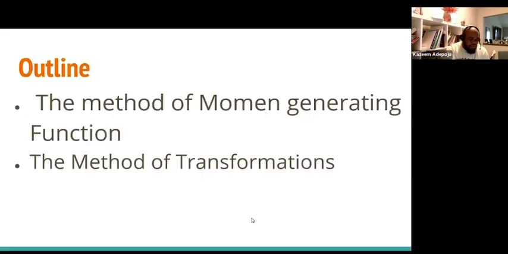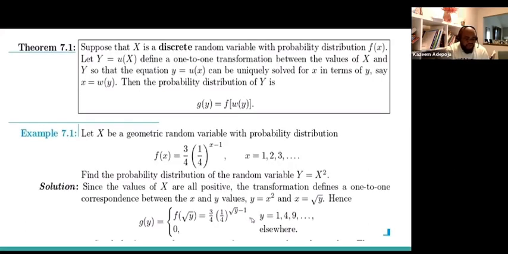Okay, so I need you to pay attention to what I'm displaying now. I basically want to show you how this particular method that I call the method of transformation works, where we're dealing with a discrete random variable, and where we are working with one variable.